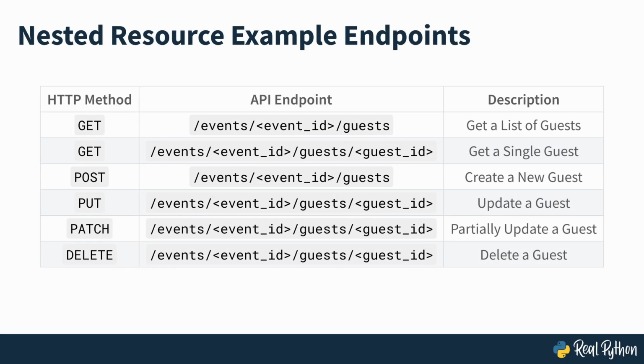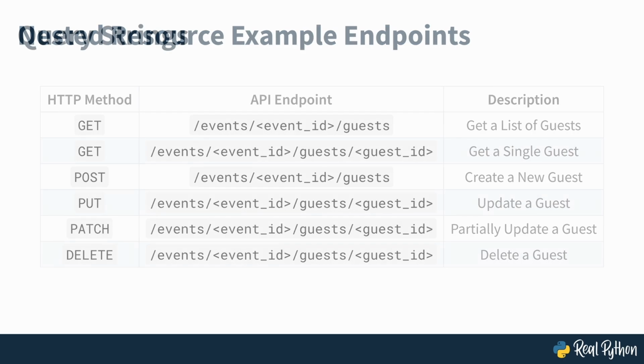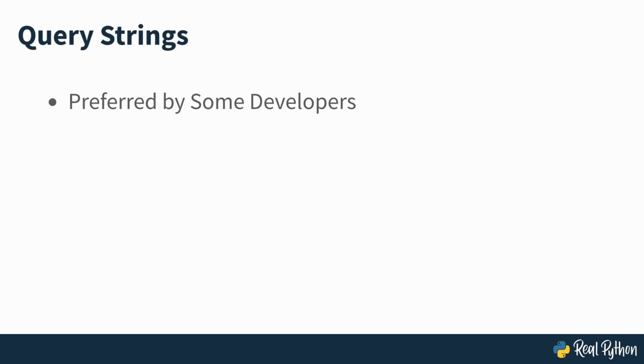Now take a look at an example of endpoints for a nested resource. Here you'll see endpoints for guests that are nested under events resources. With these endpoints, you can manage guests for a specific event in the system. This isn't the only way to define an endpoint for nested resources. Some people prefer to use query strings to access a nested resource.